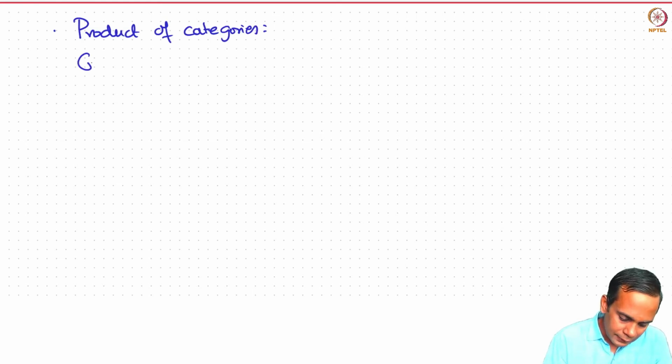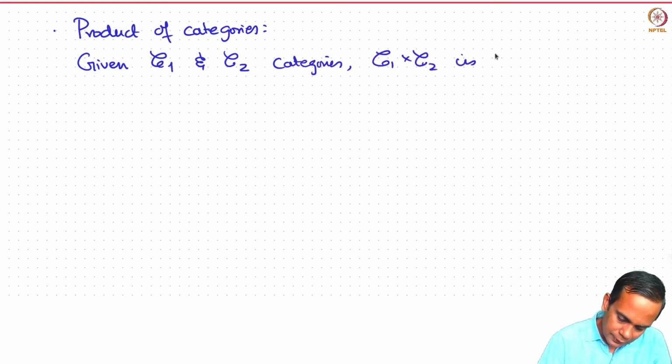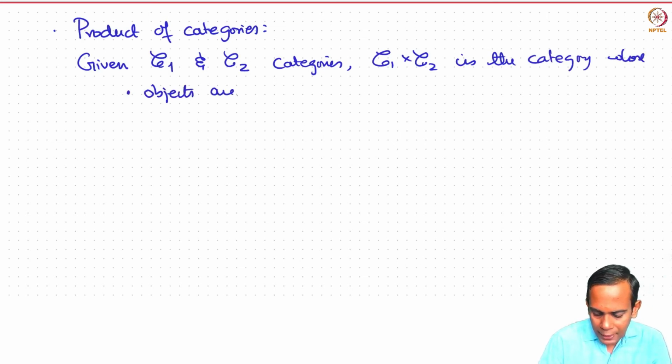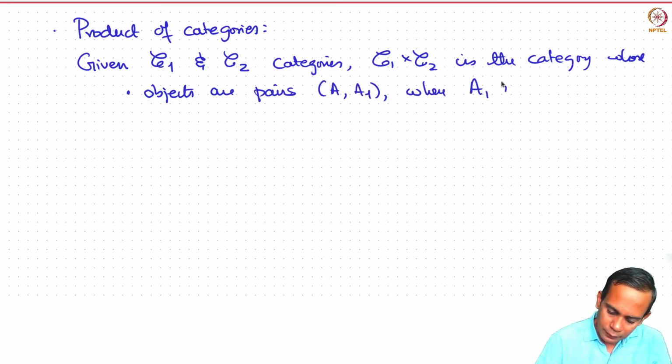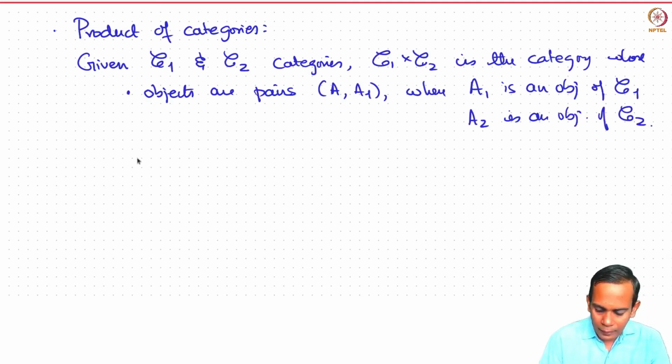So given two categories, C1 cross C2 is the category whose objects are pairs A1, A2, where A1 is an object of C1 and A2 is an object of C2.